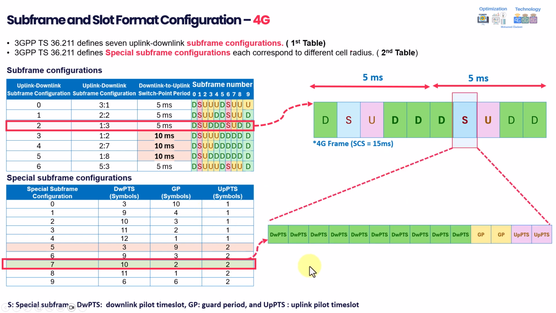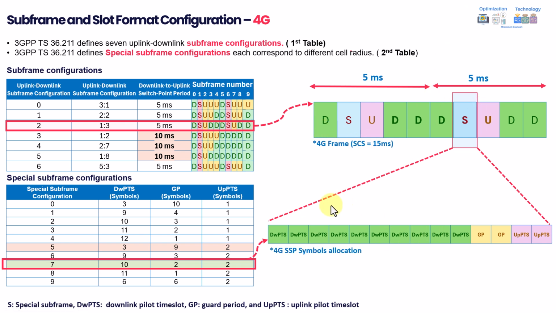As you can see here, this will be 10 for downlink, 2 for the guard band, and 2 for the uplink. Again, keep in mind that this configuration is fixed. Once you give it to the network, you cannot change it. The network will keep this configuration all the time between the sites, and the user will be able to receive the downlink or transmit the uplink within these particular slots or symbols.